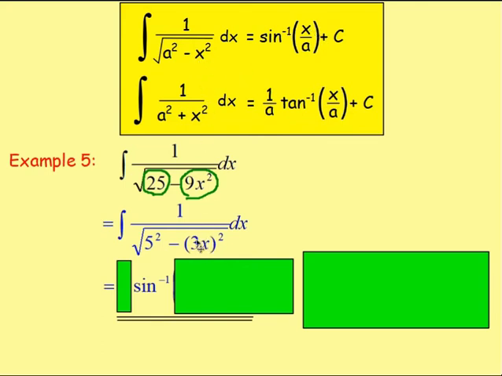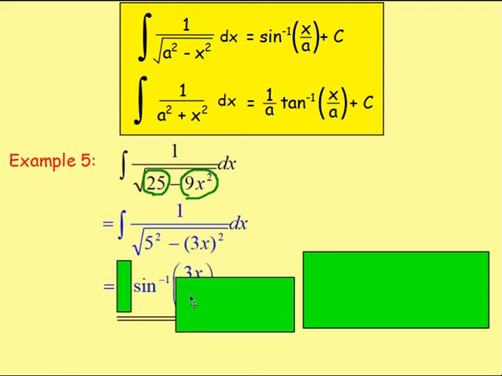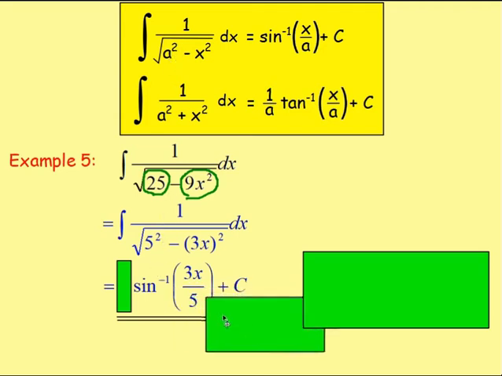We're not just squaring x, we're squaring the 3x. So it'll become 3x over, and a in this case, what are we squaring? What number are we squaring? We're squaring 5, so it'll be 3x over 5. However, you don't just leave it there.